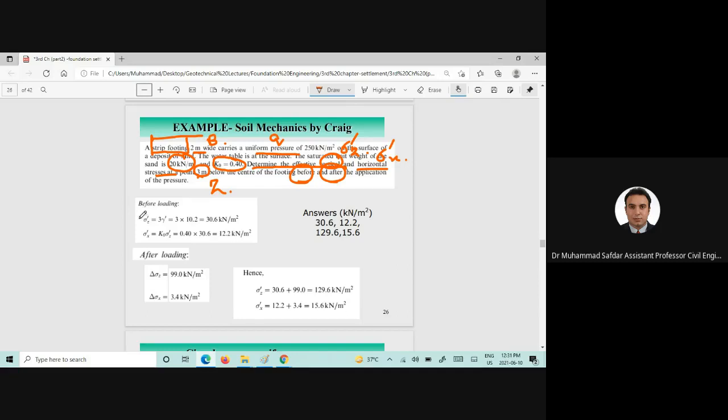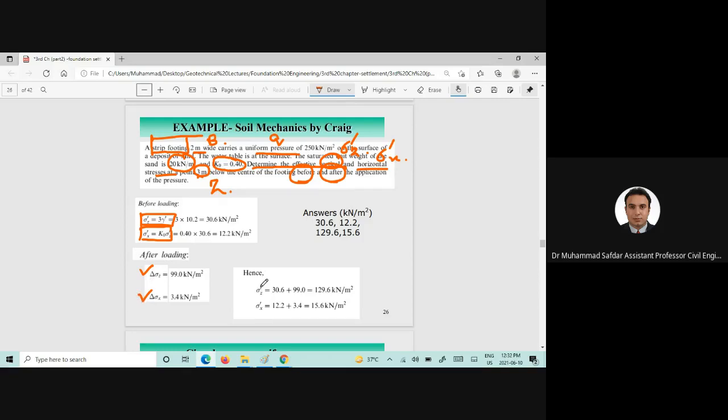So first we simply find out sigma prime Z, so it's gamma into Z, and then you find out sigma prime X, so you multiply with K naught. And if you use the strip footing equations which are highlighted there, you can find out delta sigma Z and delta sigma X.